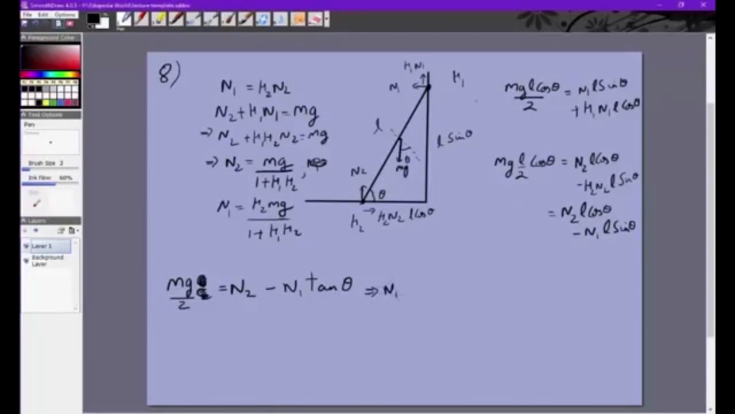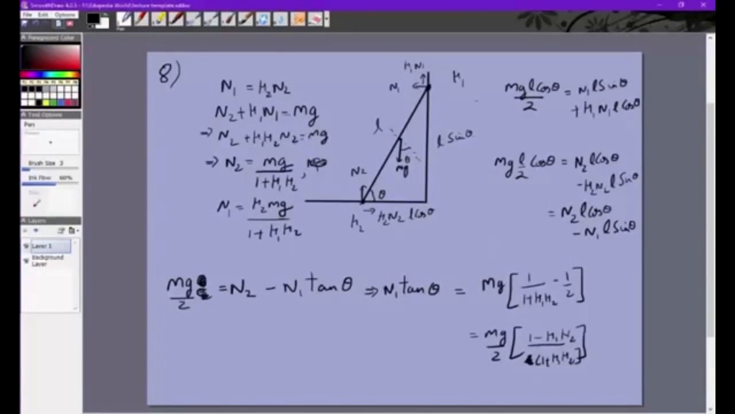From that I get N1 tan theta, which is in a lot of the options, that's why I'm doing that, equal to N2 minus Mg by 2. And what is N2? This thing. So Mg times 1 by 1 plus mu1 mu2 minus 1 by 2. The denominator is 2 times 1 plus mu1 mu2. 2 minus 1 plus mu1 mu2 is 1 minus mu1 mu2. So it is Mg by 2, 1 minus mu1 mu2 by 1 plus mu1 mu2. Right? Now let's start looking at the options.